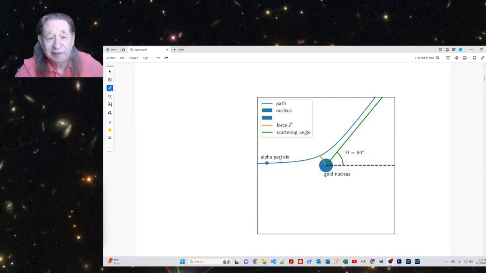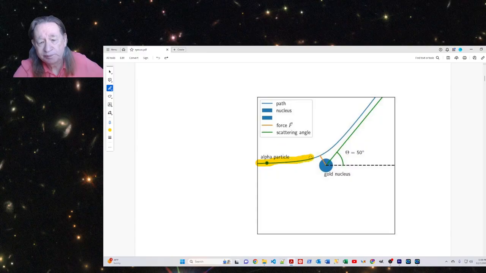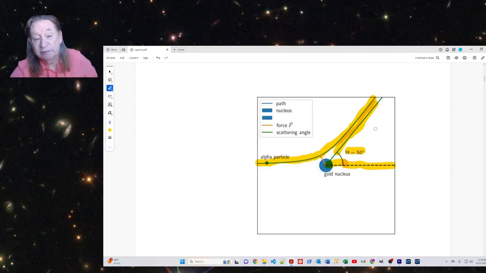So here's a schematic diagram. The alpha particle comes in from the left here, comes close to the nucleus, and it's deflected off at an angle. Here's the angle, the scattering angle, theta, measured from this line, which is the initial direction of travel of the alpha particle, to this line, the direction of the outgoing alpha particle. And in this picture, it's about 50 degrees.